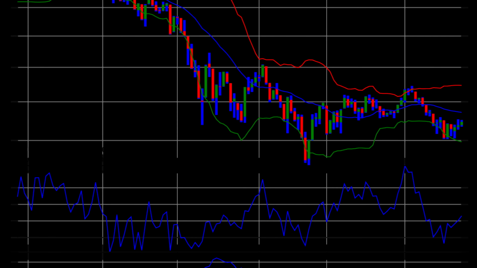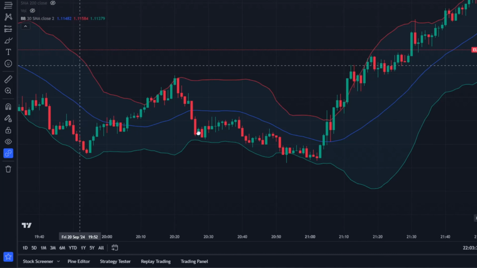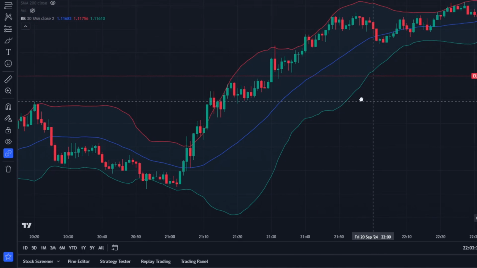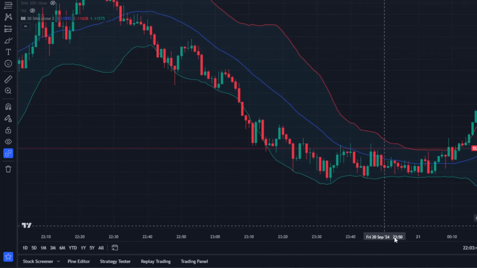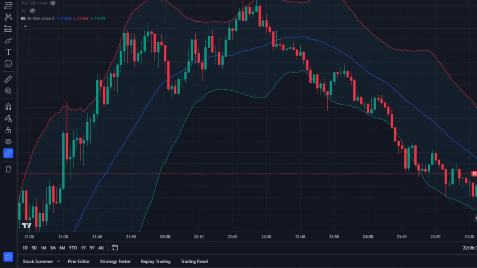Basics first. What is Bollinger Bands? Bollinger Bands are a popular technical analysis tool used to measure market volatility and to identify potential overbought or oversold conditions in an asset. Components of Bollinger Bands. Middle band, a simple moving average, SMA, typically set to a 20-day period. Upper band, plotted 2 standard deviations above the middle band. Lower band, plotted 2 standard deviations below the middle band.